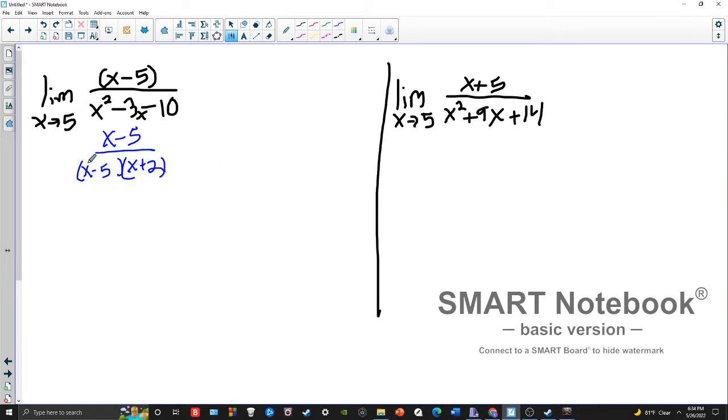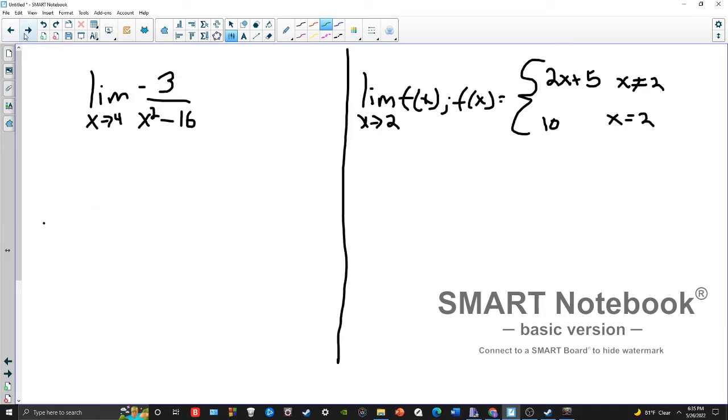And again, if I plug in a 5 right now, I get a 0 on top, I get a 0 on bottom, which basically gives me 0 over 0, and that's inconclusive. I can't really deduce much from that. It can be negative infinity, it can be positive infinity, it can be a number for all I know. I simply don't know what's going on when it's 0 over 0. So luckily, what happens is I see that these two things can cancel because they're both x minus 5. And so after they cancel, I'm just left with 1 over x plus 2. And hey, I can actually plug a 5 in there. Whoops, x plus 2, not x plus 5.